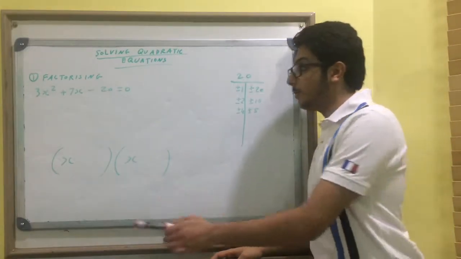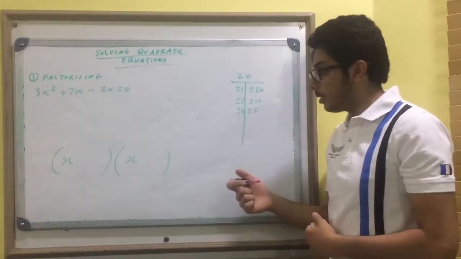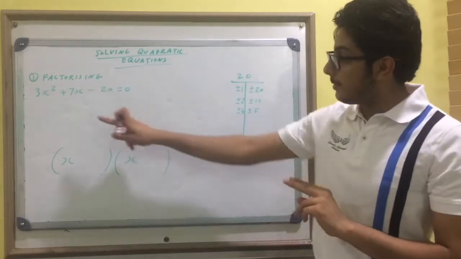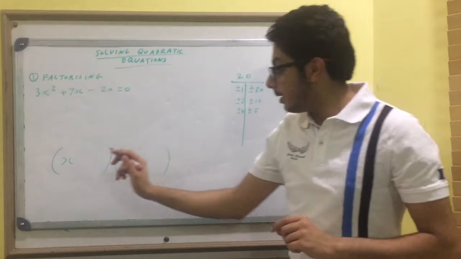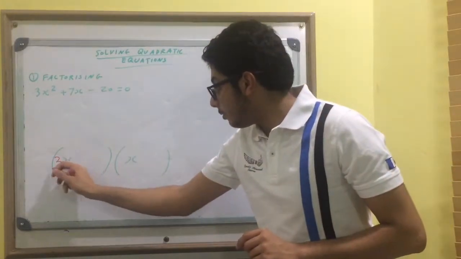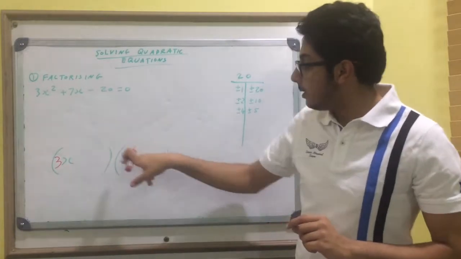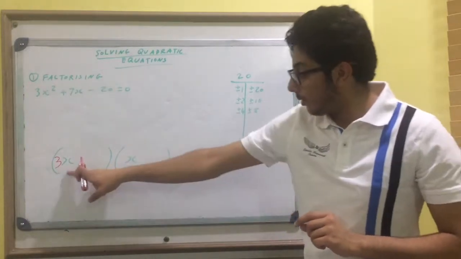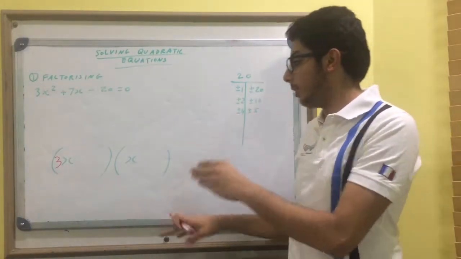Okay, so when the coefficient of x squared is greater than 1, then things become complicated. But the best thing for you is if the coefficient is a prime number. That way, there can only be one possible combination of x terms which will give you that number. So 3 and 1 will give you 3. That's the only combination because it's a prime number.